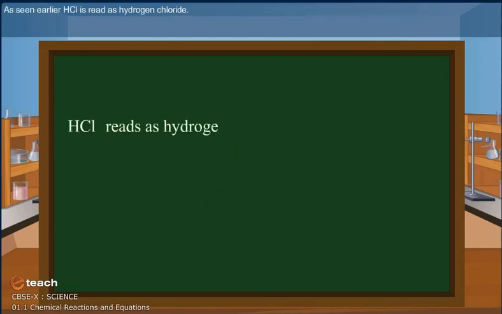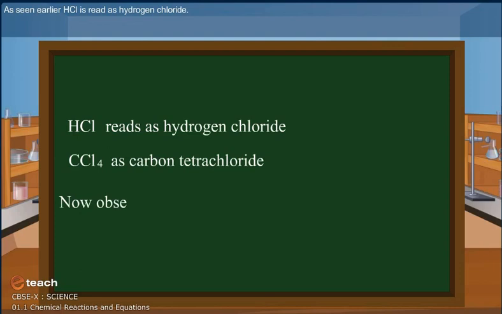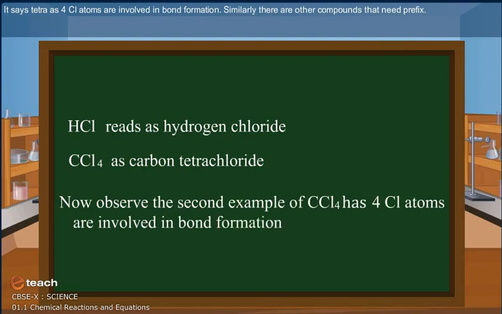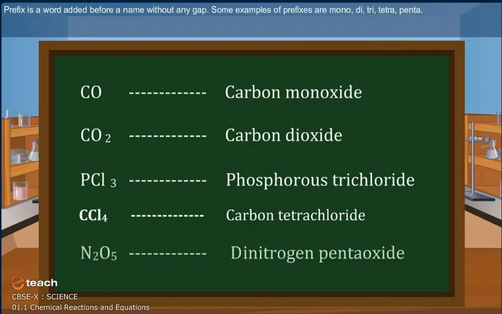As seen earlier, HCl reads as hydrogen chloride, CCl4 as carbon tetrachloride. Now, observe the second example of carbon tetrachloride. It says tetra as 4 chlorine atoms are involved in the bond formation. Similarly, there are other compounds that need a prefix. A prefix is a word added before the name with no gap. Some examples of prefixes are mono, di, tri, tetra, penta.